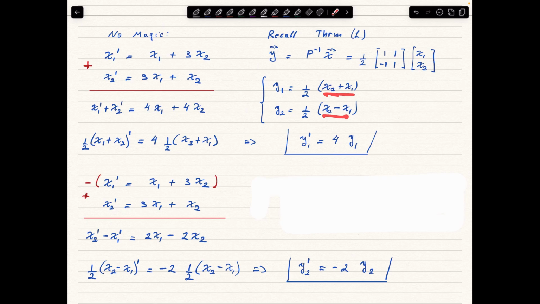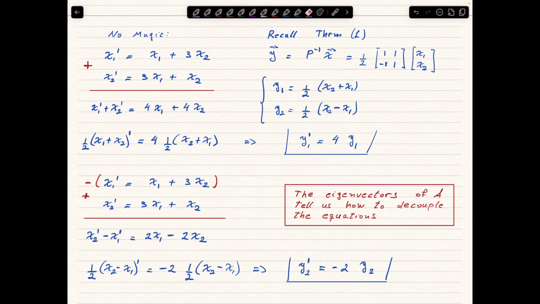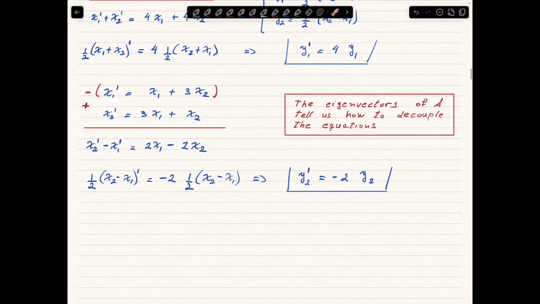So we have decoupled the system by doing the operations that are indicated here. In other words, these here are the components of the eigenvectors of matrix A. The eigenvectors of matrix A are telling us how to decouple the original equations. The information here allows us to decouple the equations. So now it's very easy to find the solutions. We have done it before. We can do it one more time.